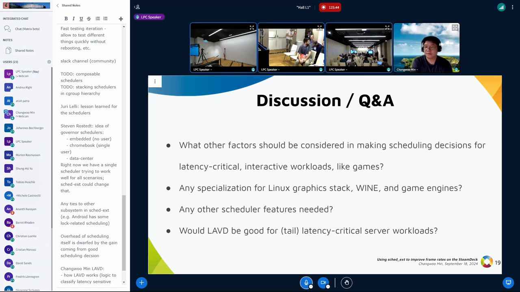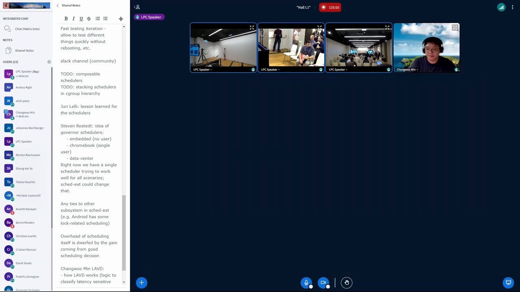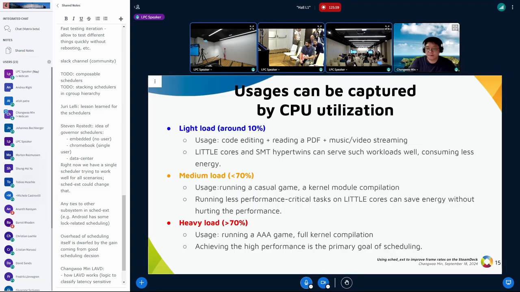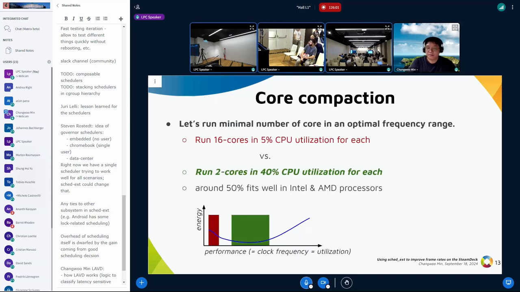Yeah, one more, and then the break. If I understand correctly, you have core compaction and you have latency-sensitive workloads, right? How do they work with each other? For example, when you have core compaction, you probably have some tasks which are already running and you are still stacking on top of them. Isn't your latency going to get hurt there?